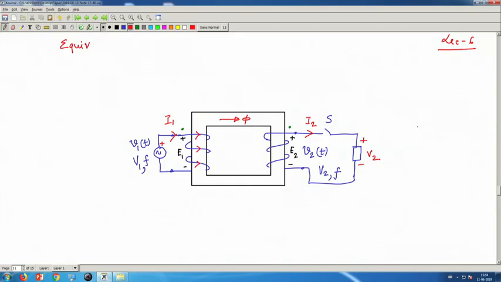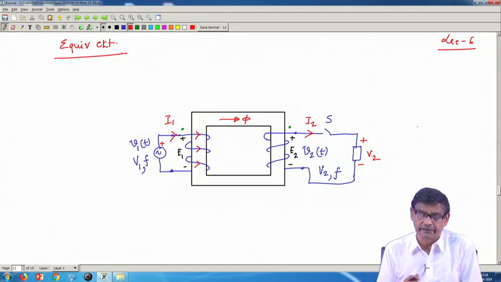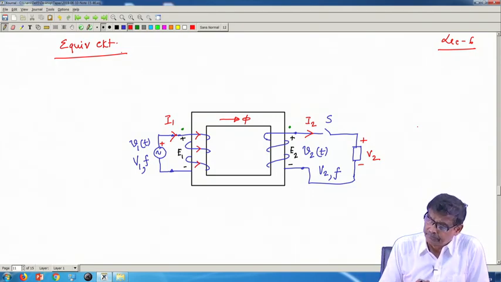Welcome to the sixth lecture, and we are discussing the equivalent circuit of transformers. An equivalent circuit is a simple model of this whole complicated thing. You leave out one side and get the results. Okay, we discussed that.